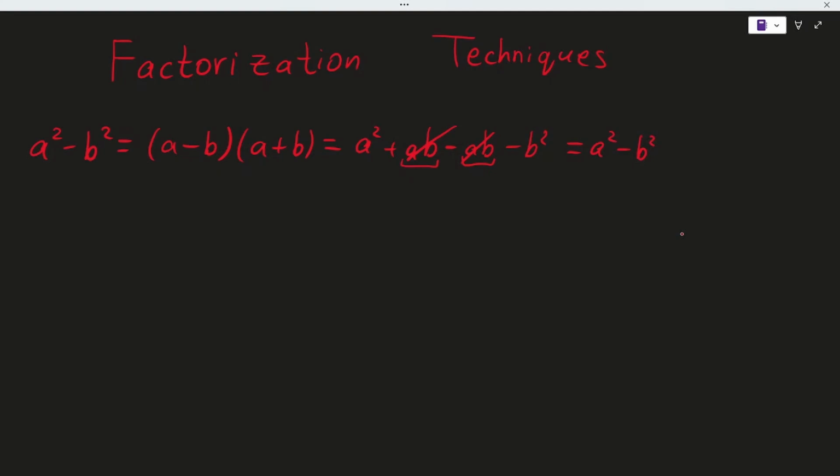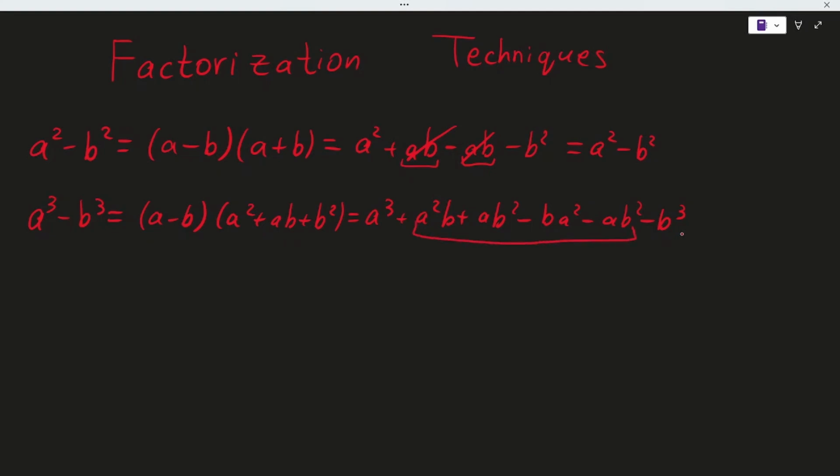Second, the most well known is difference of cubes. a³ − b³ can be written as (a − b)(a² + ab + b²). If we expand this once again, we will get a³ + a²b + ab² − ba² − ab² − b³. And clearly we will see that these terms cross out each other and we are left only with first term minus last term, which is exactly a³ − b³.